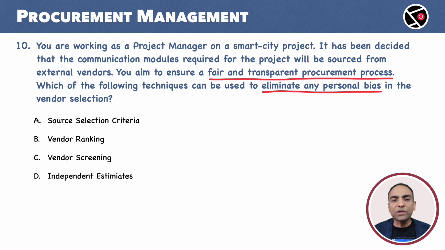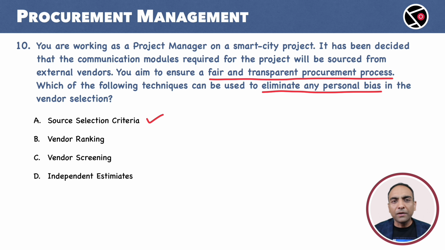A. Source selection criteria. This seems to be a good choice. The criteria used for source selection are defined by a broad set of stakeholders, not by a single person. The proposals are then scored against each criterion. The supplier that gets the maximum points across all criteria usually wins the deal. Looks good to me.